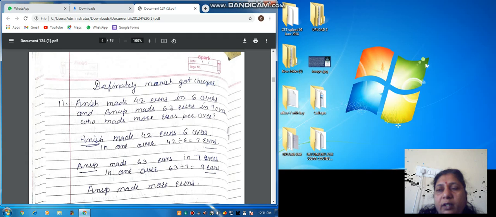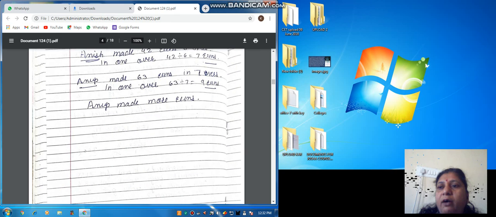So next, last question. Anish made 42 runs in 6 overs. Anup made 63 runs in 7 overs. Who made more runs per over? Now see here, Anish made 42 runs in 6 overs. In 1 over, runs is equal to 42/6, that is 7 runs. Okay. Anup made 63 runs in 7 overs. So in 1 over it is 63/7, that is 9 runs. तो किसने ज्यादा बनाए? Anup ने. Anup made more runs. So we have finished here our chapter.